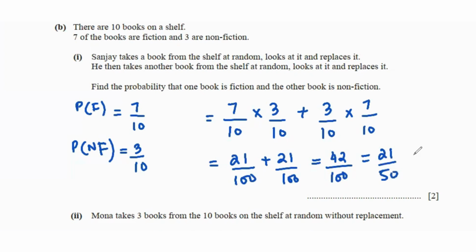So just remember, there are two cases. Either he takes the fiction first and the non-fiction later, or he takes the non-fiction first and then the fiction later.